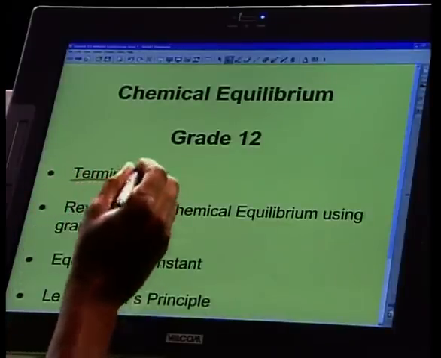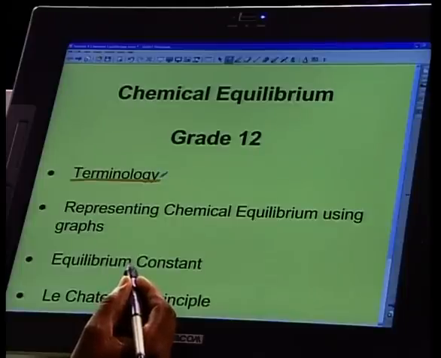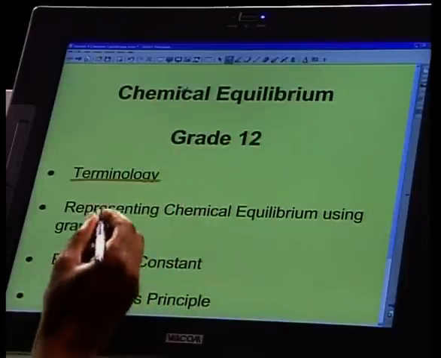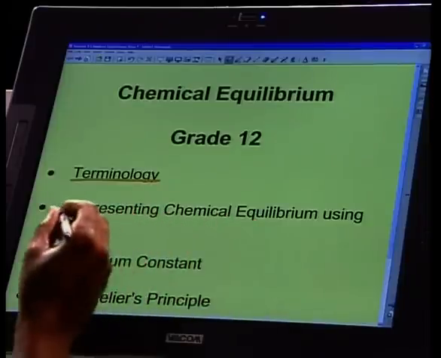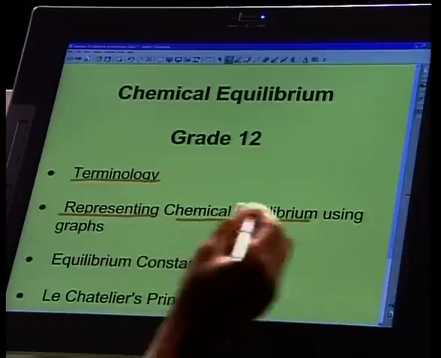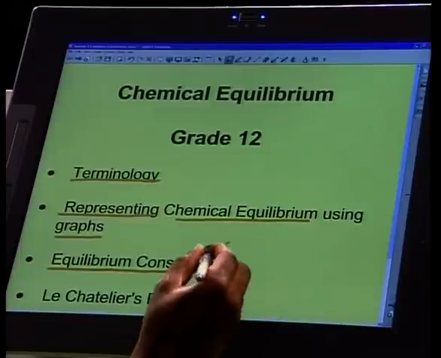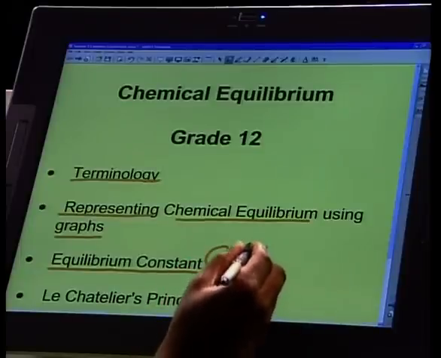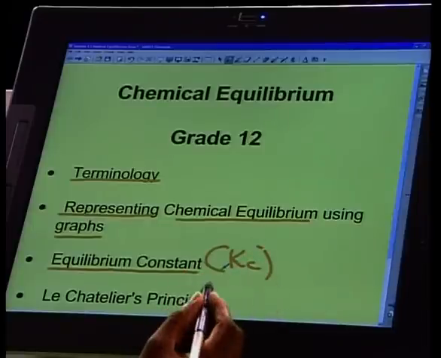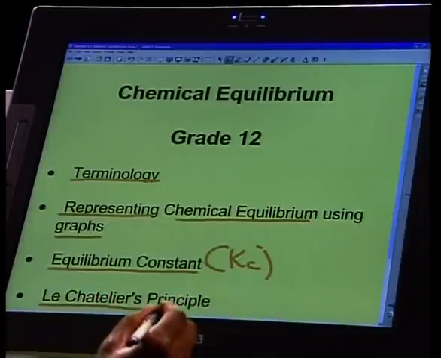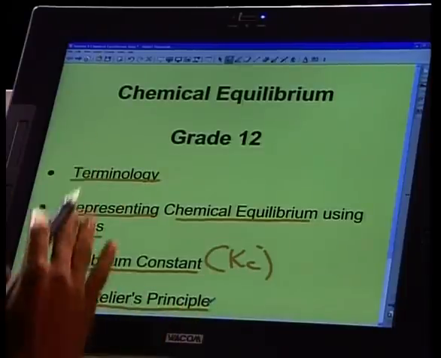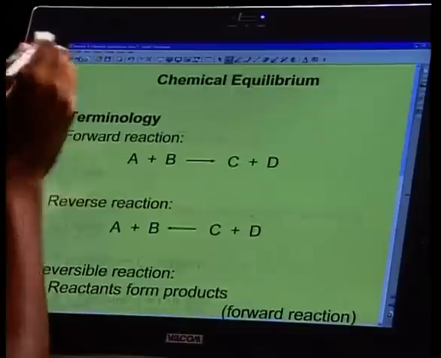Firstly, we will be looking at some terminologies in regard to chemical equilibrium. We will also look at how we can represent chemical equilibrium making use of graphs. We will also look at something called the equilibrium constant. We call this Kc. That is the symbol for equilibrium constant. And we'll also look at Le Chatelier's principle. We will unpack all these things. Don't worry for now. We just have to start from the beginning and look at these terminologies and unpack them. You will understand them as we move on with the lesson.